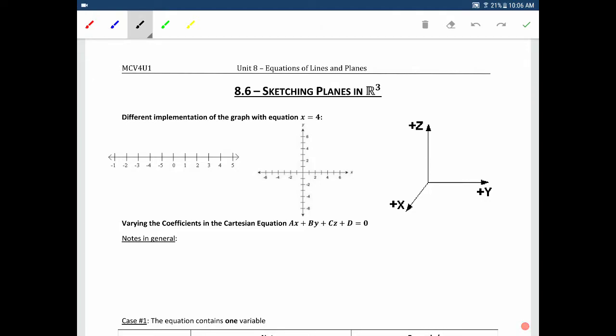Hey guys, today we're going to do a little bit of art class. So we're going to look at how to sketch planes in 3 dimensions.